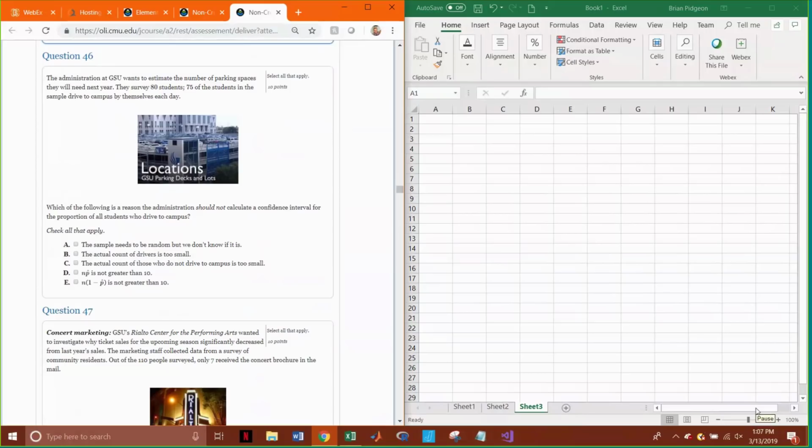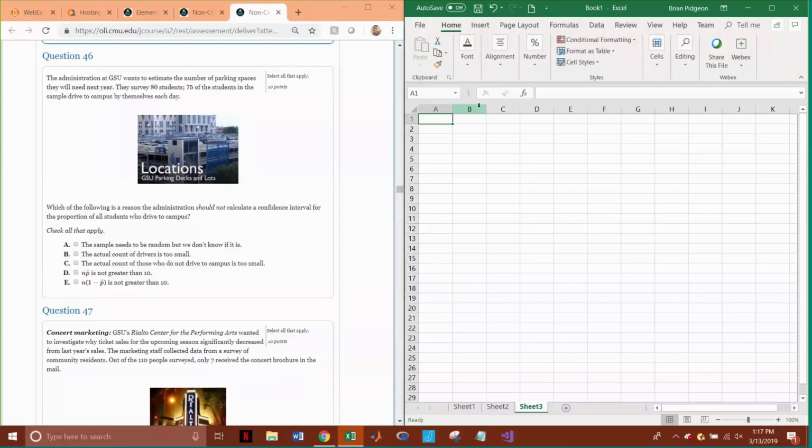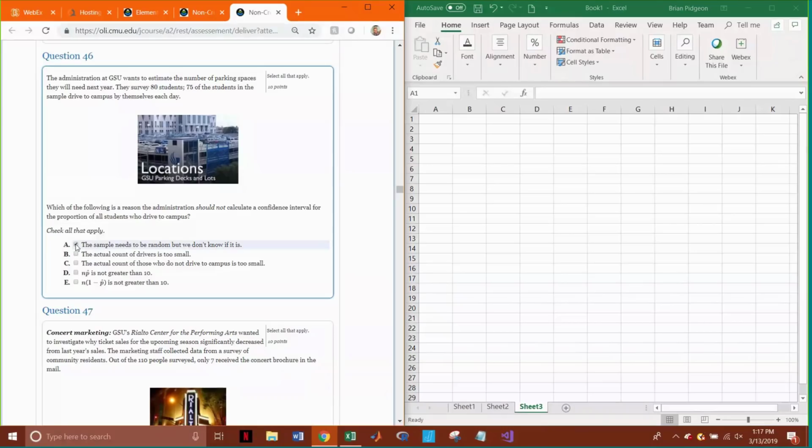All right, so 46. The administration at GSU wants to estimate the number of parking spaces they will need next year. They survey 80 students, 75 of which say they drive to campus. Which of the following is a reason that the admin should not calculate a confidence interval? Well, three conditions need to be met in order for a confidence interval to be constructed. The very first is that your sampling method has to be random. It says they survey 80 students, but it doesn't specify if it's random or not. So that's the first thing we need to be wary of. That's the first checkpoint. The sample needs to be random, but we don't know if it is.